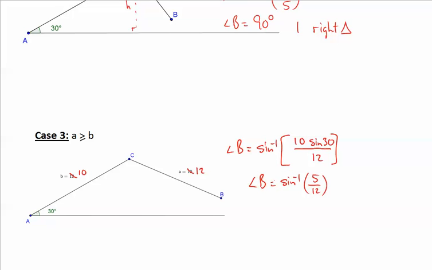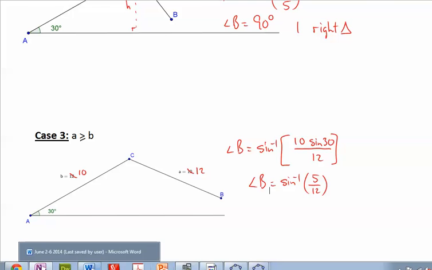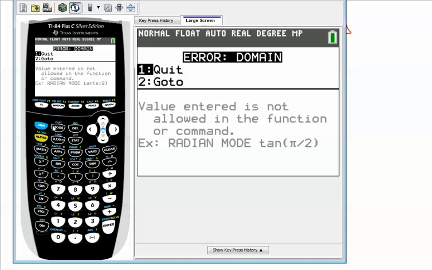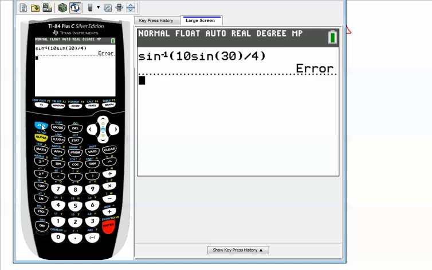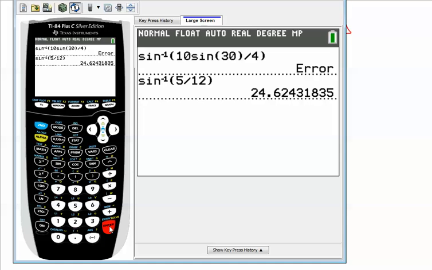Let's do that on the calculator. And we will get, let's quit this, and we want arc sine of 5/12, or you can enter the unsimplified version, 24.6 degrees.